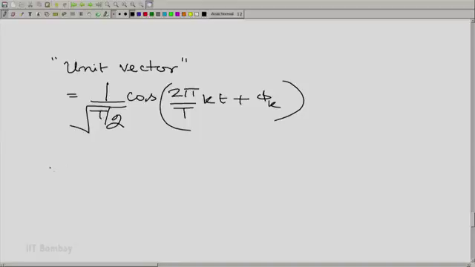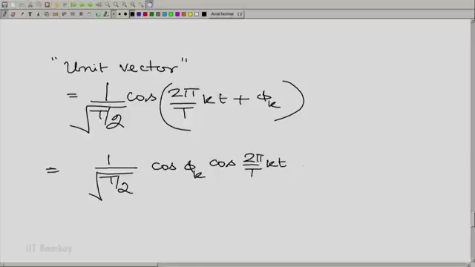Now, how do we resolve this? We resolve this by noticing that actually you do not have here one vector, but you could think of this actually as a vector in two-dimensional space. Let me explain what I mean. So, I have here 1 by square root t by 2 cos phi k cos 2 pi by t k t minus sin phi k sin 2 pi by t k t.